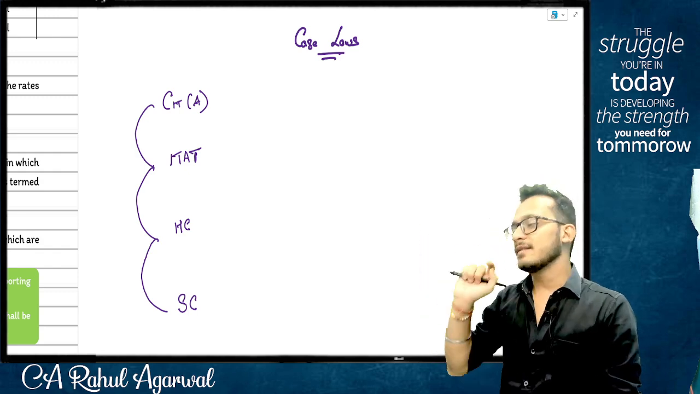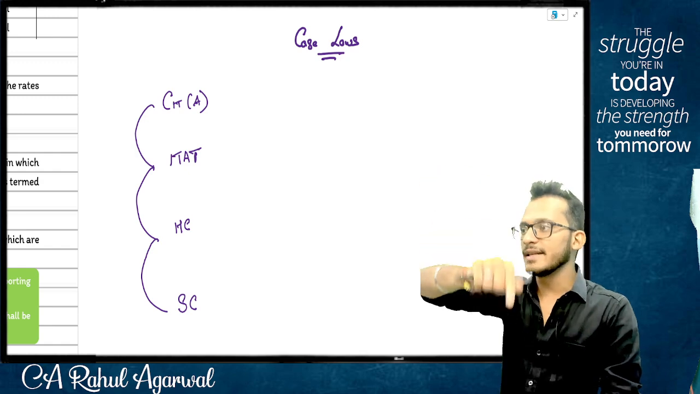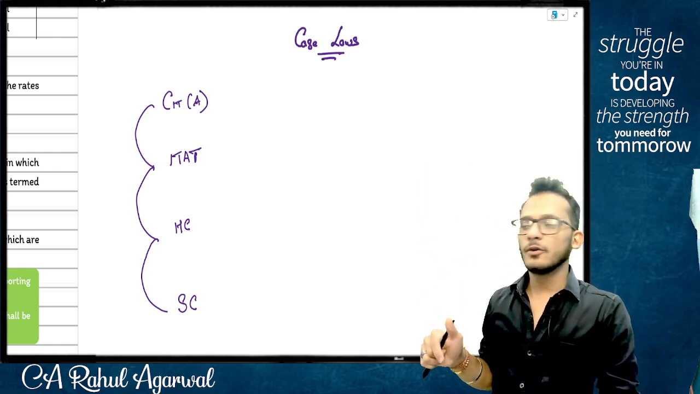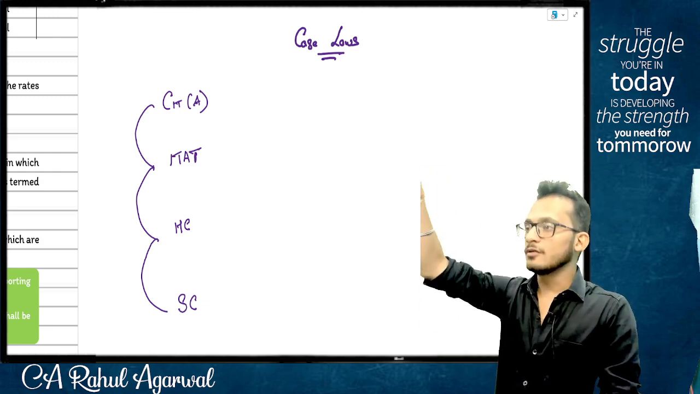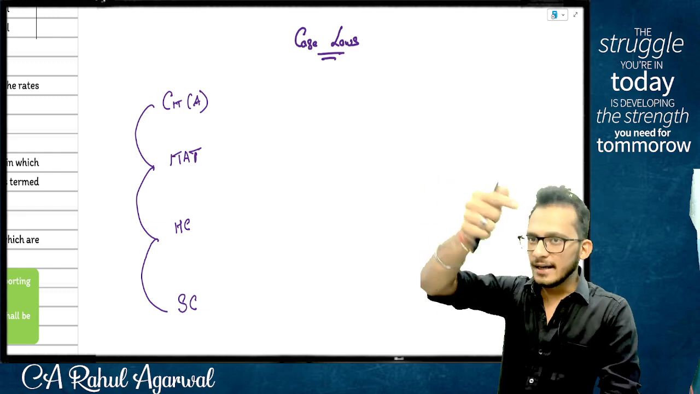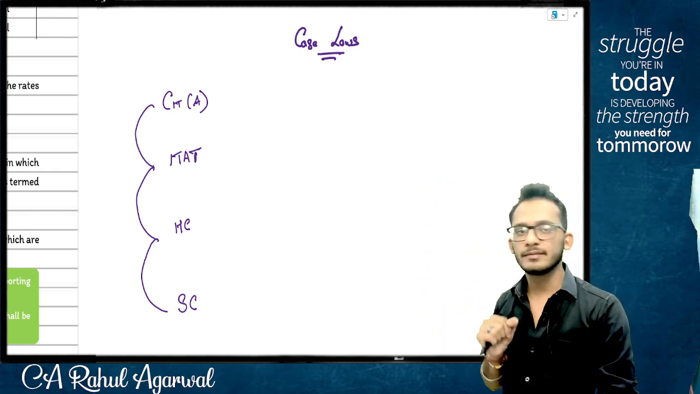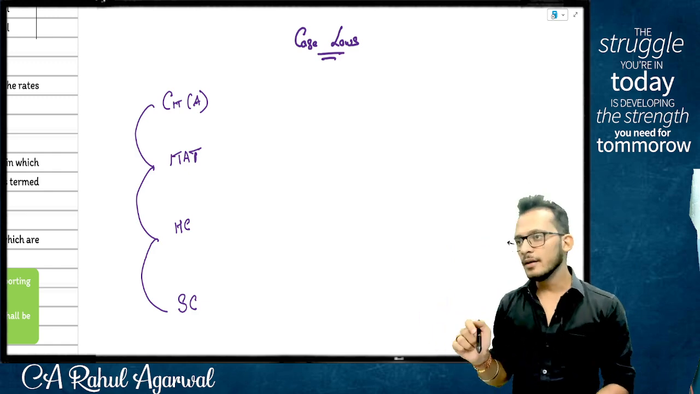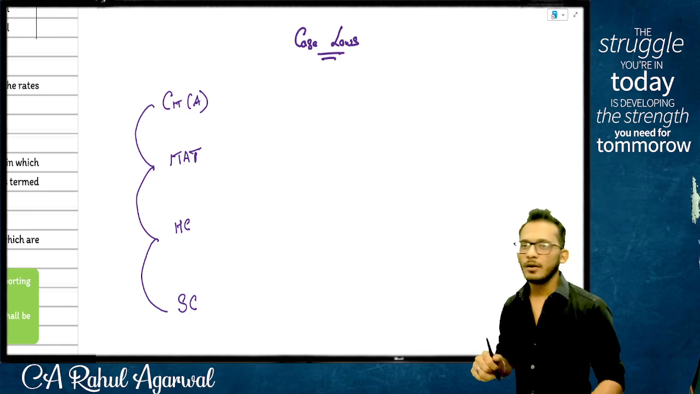If ITAT passes a judgment, it will apply to the whole state, which means every commissioner will have to follow it. If High Court passes a judgment, it will also apply to respective ITATs, respective commissioners and respective assessees. And if Supreme Court passes a judgment, everyone will follow this. Yes or no?